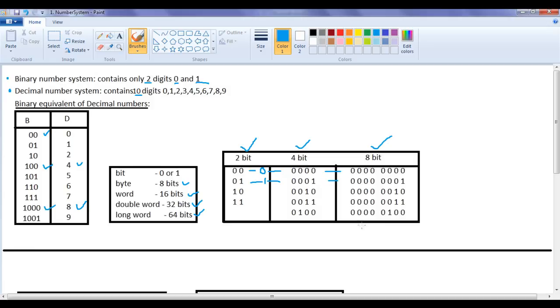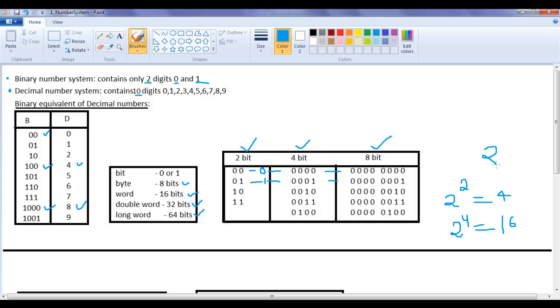If a machine is a 2-bit machine, then we can represent 2 raised to the power of 2, which is equal to 4, so 4 decimal numbers we can represent. If a machine is a 4-bit machine, 2 raised to the power of 4 is equal to how much? It is equal to 16. So we can represent 16 decimal numbers.